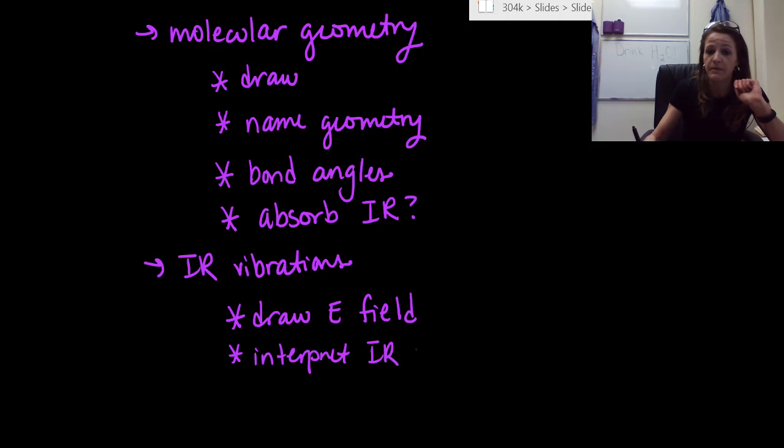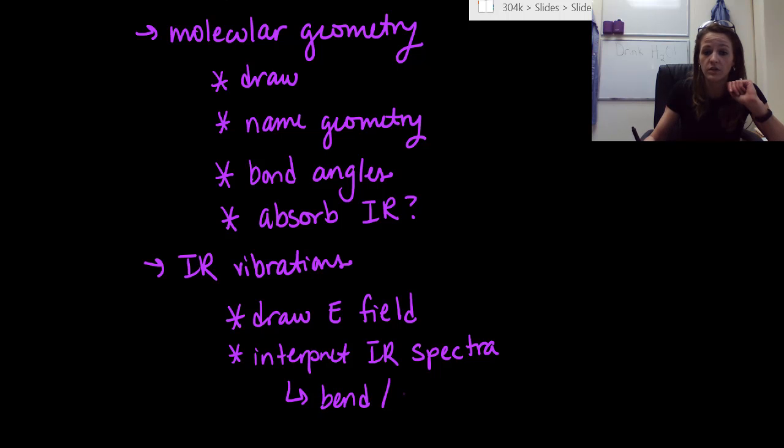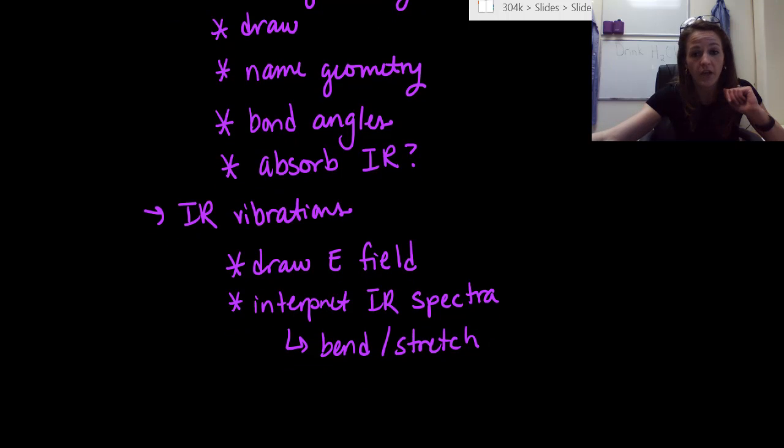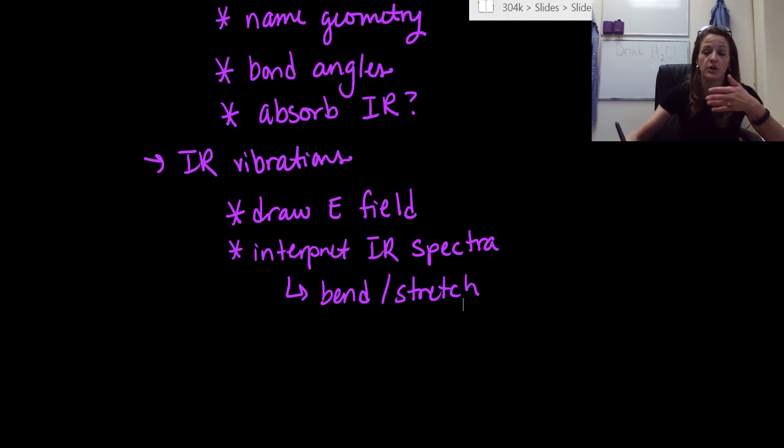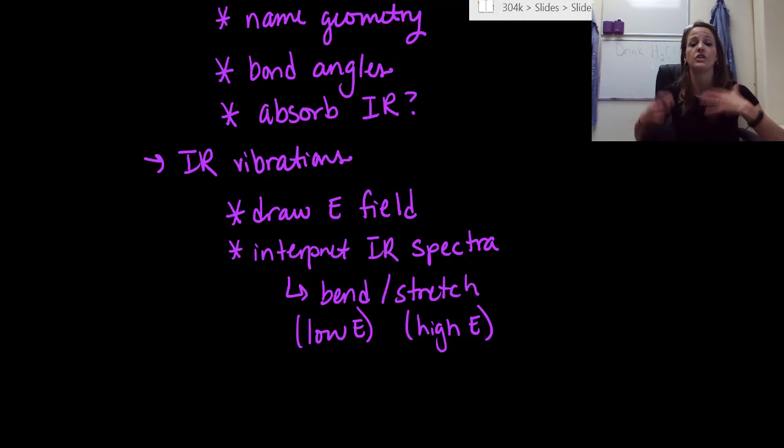And you need to be able to interpret an IR spectrum, or let's just say spectra, if I gave you more than one, and I would expect you to look at something and determine if it was a bend or a stretch. The easiest way to do that is just by looking at where the peak is on the spectrum. Is it at high energy? If it's high energy, then you're definitely looking at a stretch. If it's low energy, then you're definitely looking at a bend. It takes a lot more energy to do a stretch, so that's just the way you can think about it.